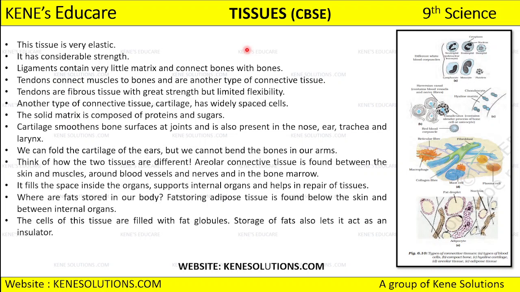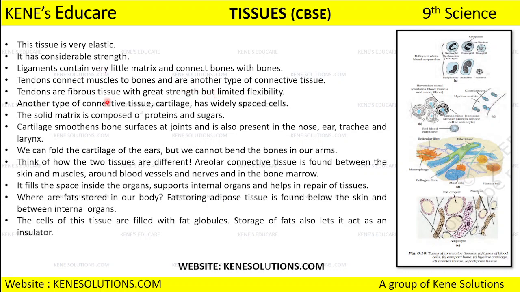But the tendons are going to connect the muscle to the bone, and these are another type of connective tissue that we have. Tendons क्या करते हैं? वो muscle को connect करते हैं bone के साथ. These tendons are fibrous tissue which has great strength but limited flexibility. Tendons के पास क्या है? They have great strength but limited flexibility.